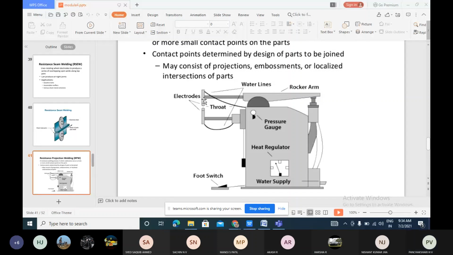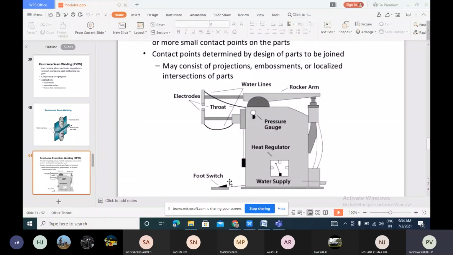For that mechanism, you can see how the movement takes place and how the force application takes place with this diagram. See, there is a levering type of mechanism, and when this foot pedal or foot switch is pressed by the operator, this connecting lever mechanism applies the force and makes the upper electrode come down, so that it applies force.